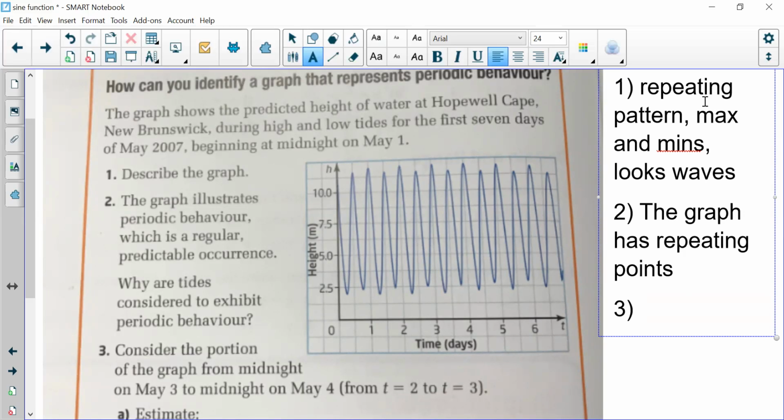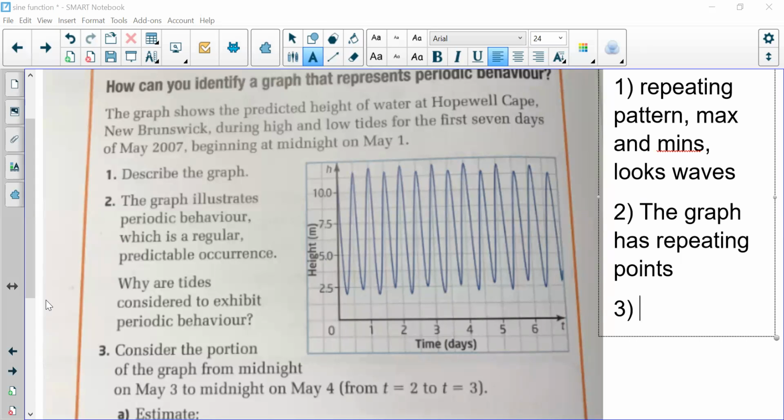The second part of the question said, why are tides considered to exhibit periodic behavior? Because they're pretty much the same each time. Yeah, exactly.